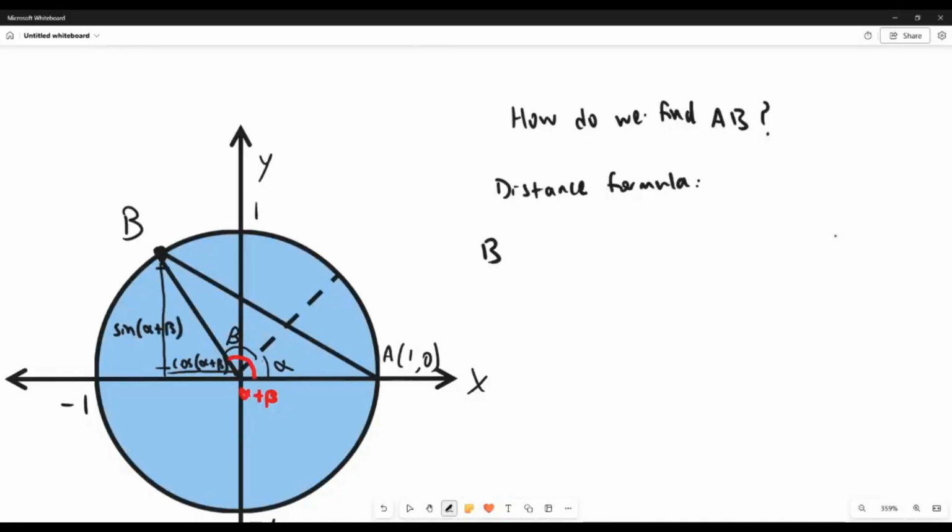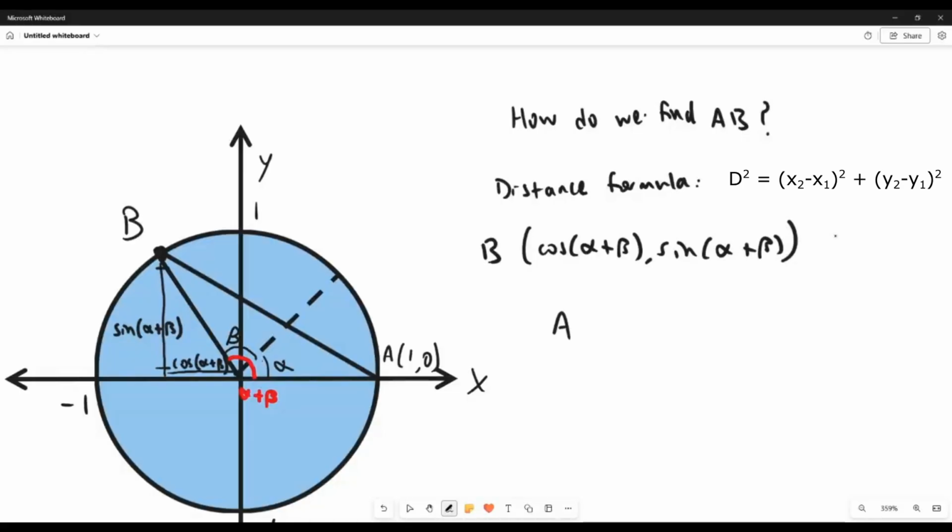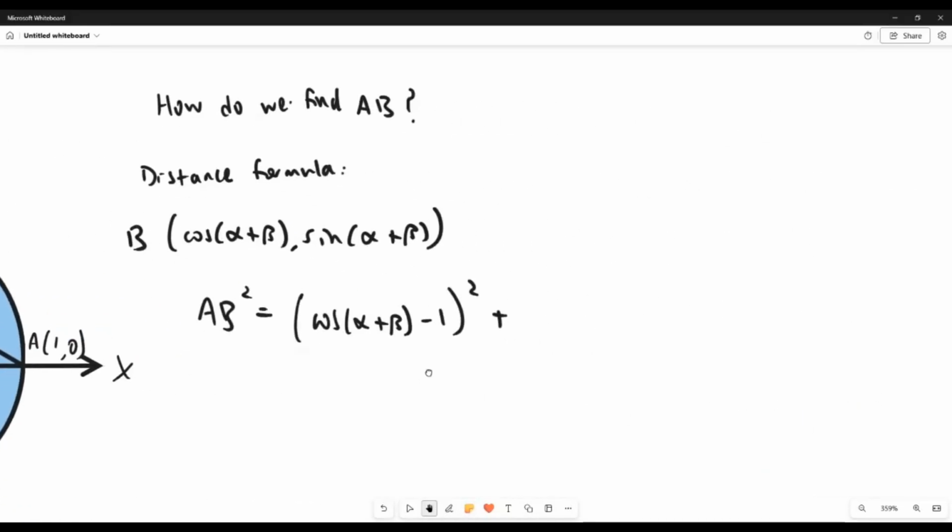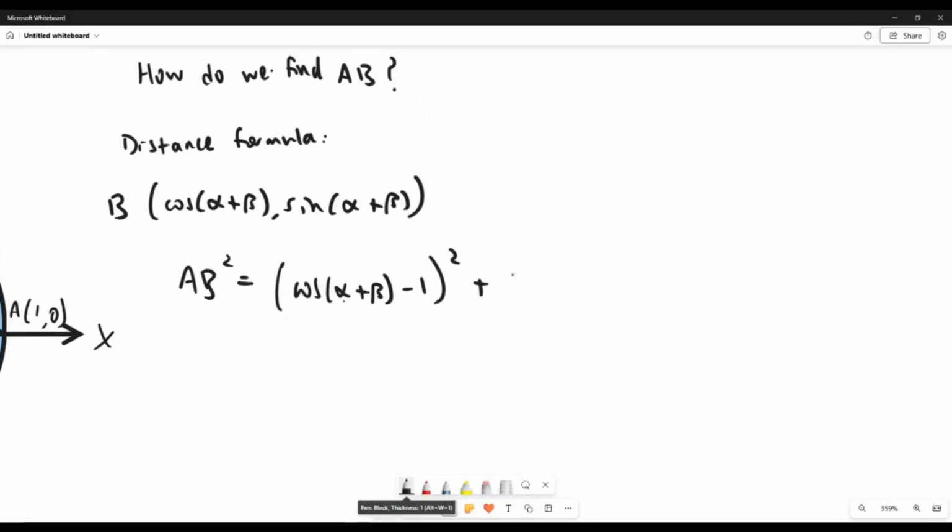Now that we have coordinates for points A and B, we can find the distance using the distance formula. The distance formula is d squared equals (x2 minus x1) squared plus (y2 minus y1) squared. Using this, we can write the following equation. Now we must expand these terms as follows.